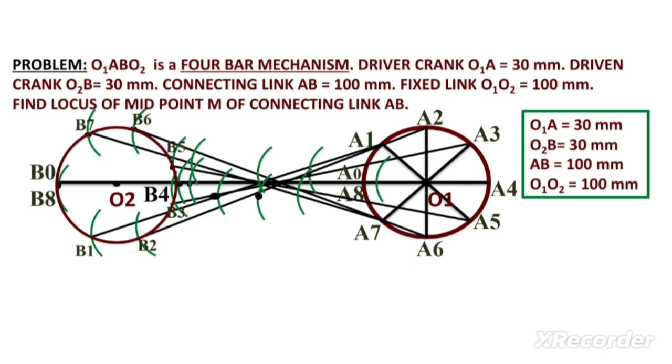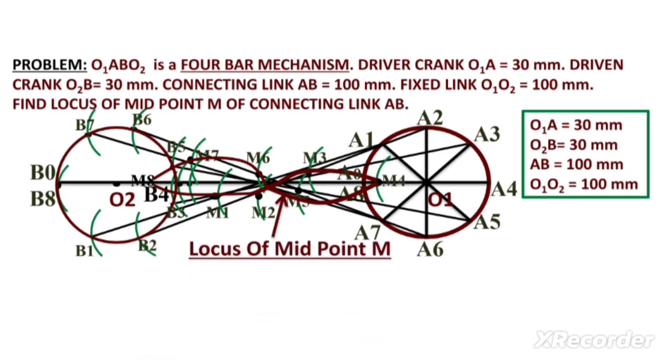Now we join these points M1, M2, M3, M4, M5, M6, M7 and M8. Join these points with a smooth curve. This is the solution of this problem, the locus of midpoint M of connecting rod AB. In this way we can find the solution. Thank you friends.